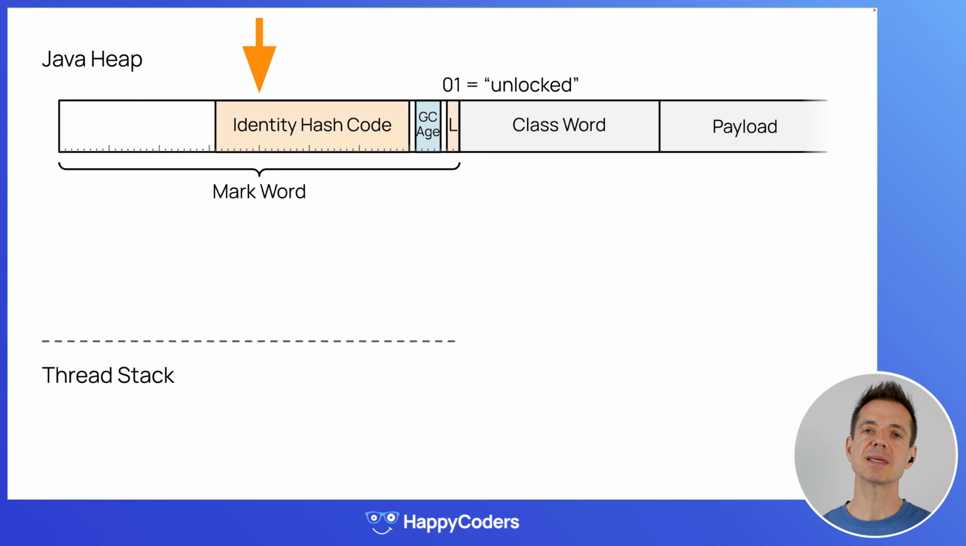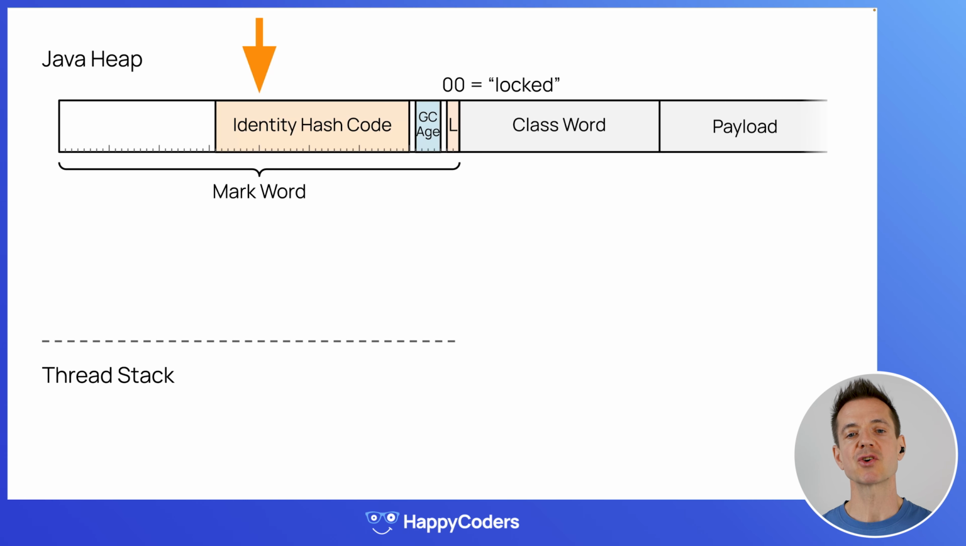Here you can see once again the mark word in its unlocked state. When a thread enters a synchronized block with lightweight locking, the JVM, just like with legacy stack locking, sets the lock bits to 0,0. But the rest of the mark word stays unchanged.